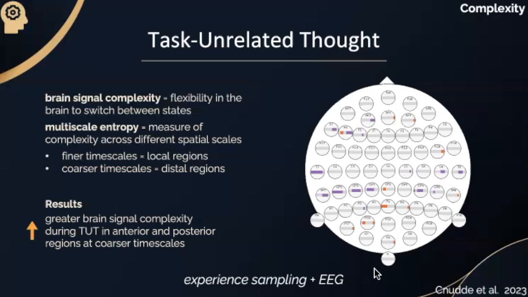And so this suggests that task-unrelated thought can be characterized by increased flexibility to switch between different brain states across distal regions spanning anterior and posterior sites. These results suggest that task-unrelated thoughts are linked to the ongoing dynamic properties of the brain.